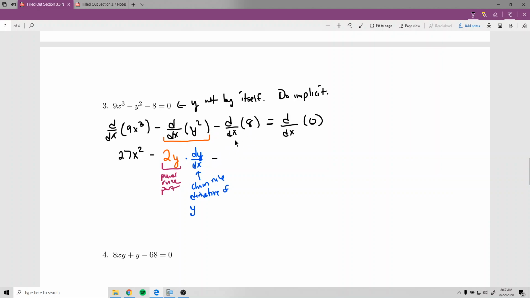Okay, then we've got minus the derivative of a number, which is 0, equals the derivative of a number, which is also 0. Once we've done all that, now, just like before, we solve for dy over dx. So we've got 27x squared minus 2y times dy over dx equals 0.